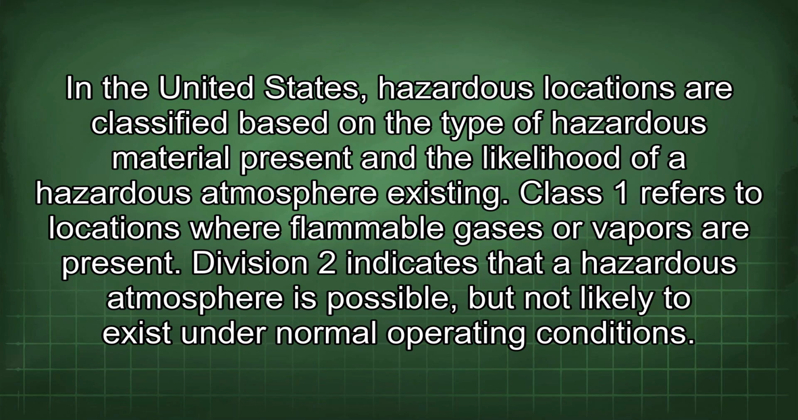In the United States, hazardous locations are classified based on the type of hazardous material present and the likelihood of a hazardous atmosphere existing. Class 1 refers to locations where flammable gases or vapors are present. Division 2 indicates that a hazardous atmosphere is possible, but not likely to exist under normal operating conditions.